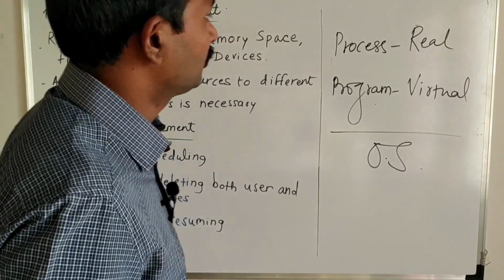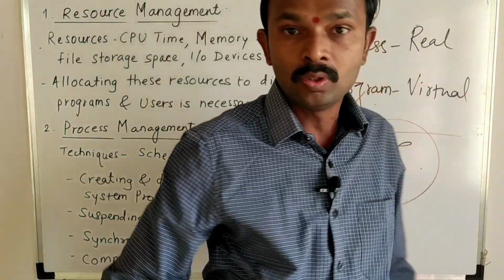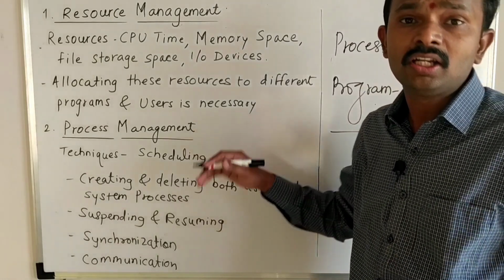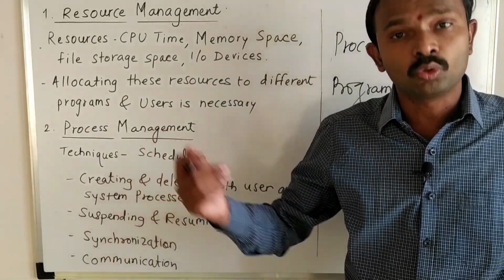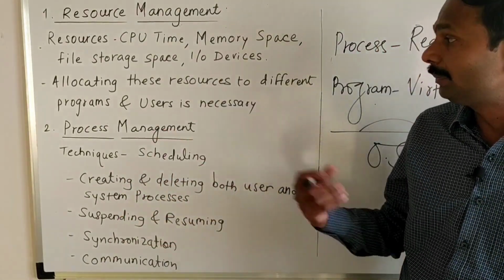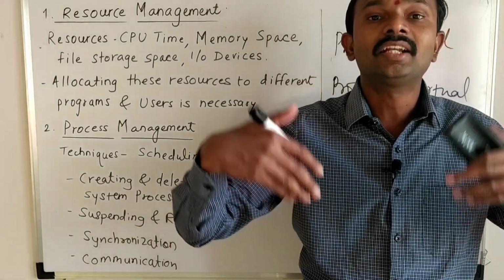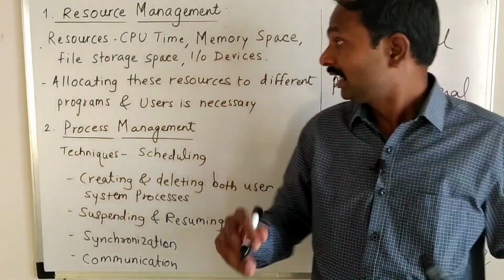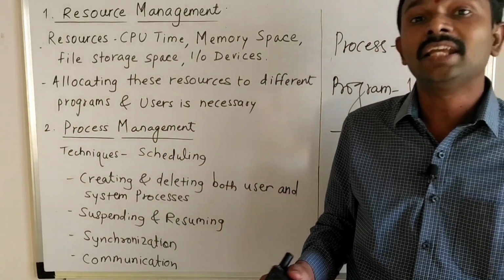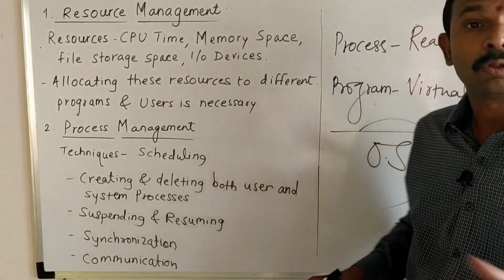So in process management, what does an operating system do? It manages different processes which are running in the background, because as they are running in the background, there are programs that are getting executed in the foreground. There are activities that you are doing that are getting executed because in the background the processes are running.